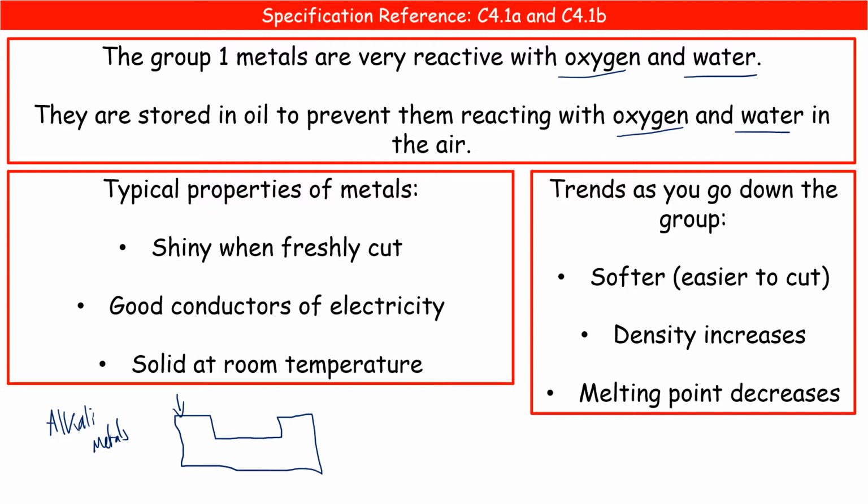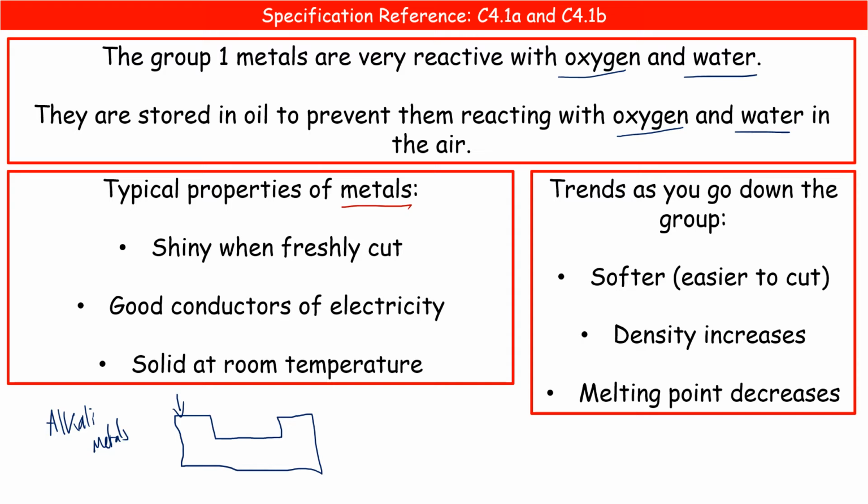Now, because they are metals, then we know that they are going to have some properties that are typical of all metals. They're shiny when they're freshly cut, they're good conductors of electricity, and they are solid at room temperature. So they've got those 3 properties in common with most other metals as well.